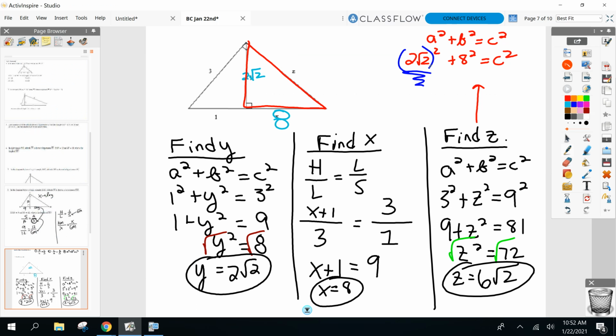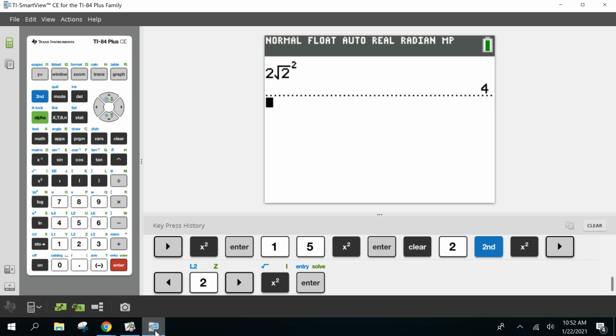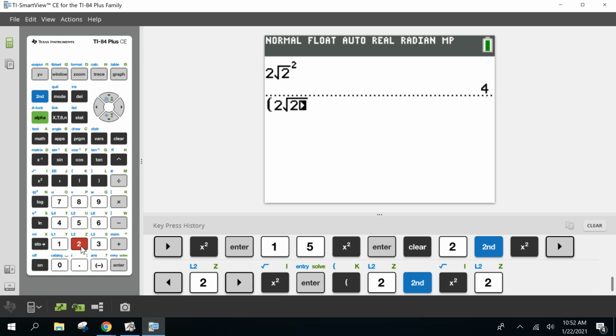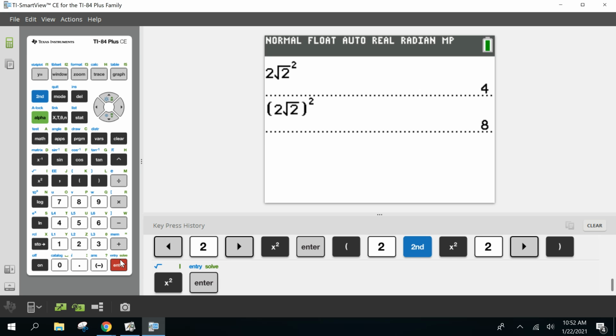So make sure when you are squaring a radical, please put it in parentheses. Watch the difference now. Parenthesis, 2 radical 2, all of it squared. A little bit different answer now. So in your calculators tonight over the weekend, if you are using Pythag and you are squaring a radical, put it in parentheses, because if you don't, you'll get a totally different answer, as you guys can see here.